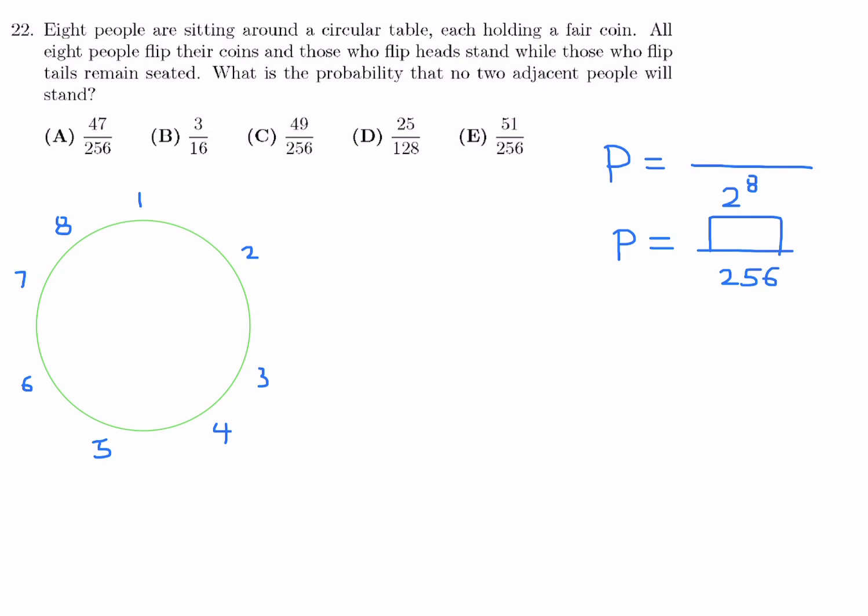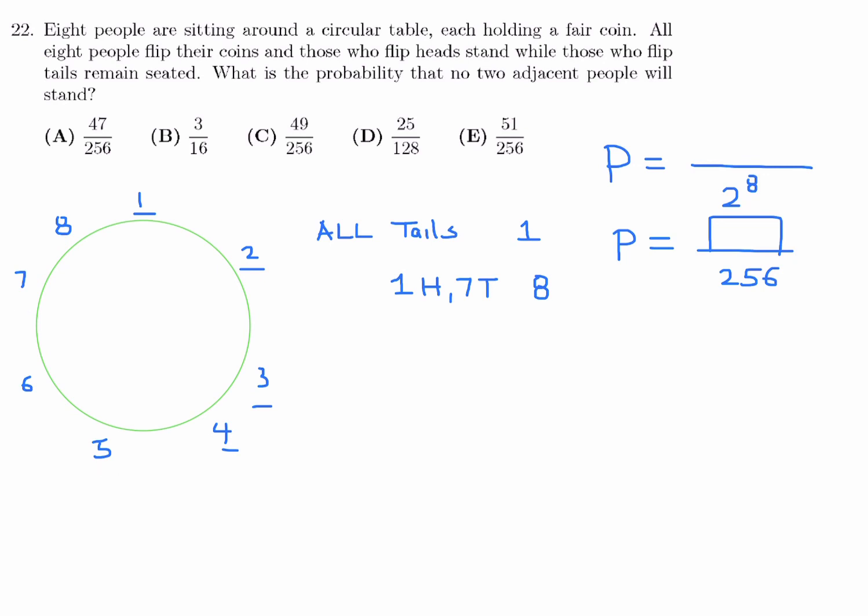So we want no two heads adjacent. Well, we have a few scenarios. We can have everybody get tails. If everybody gets tails, there's no two heads adjacent. And that happens in only one way, where everybody has tails. The other way is we have one person getting a head and everybody else gets tails. Well, there's 8 ways of doing that. The person who gets the heads can be any of these 1 through 8.